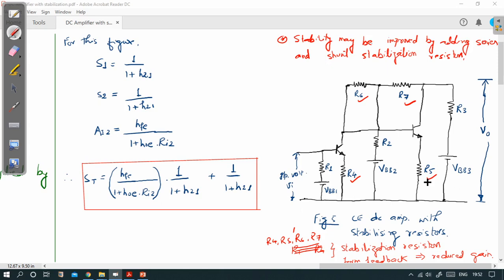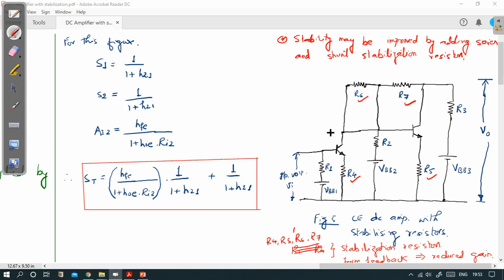And why is it so? Because they form a feedback between the output and the input. So they form a feedback between the output terminals and the input terminals. And similarly R6 and R7, they are also forming a feedback.